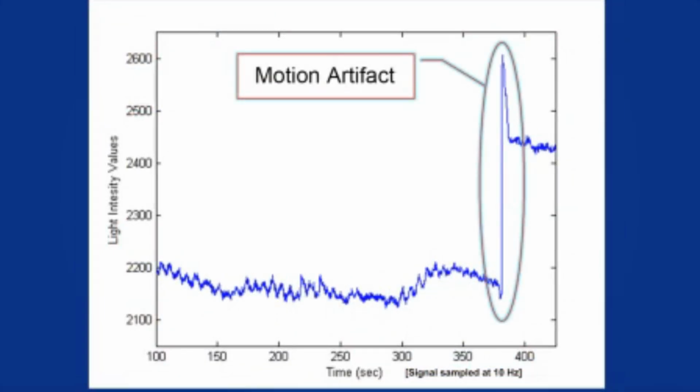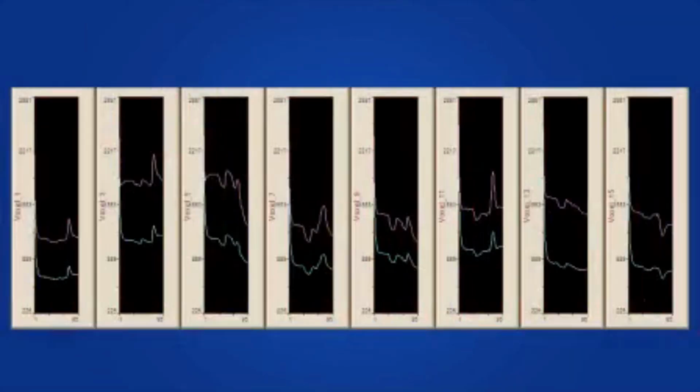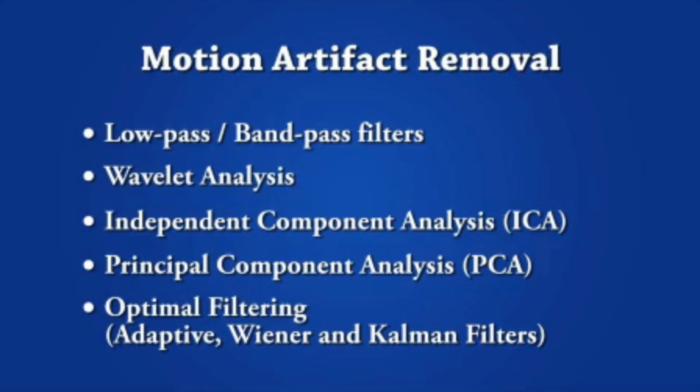These changes may allow more photons to enter into the tissue, thus temporarily varying the detected light intensity. Other than just visually inspecting the data for possible motion artifacts, there are a growing number of motion artifact detection and removal algorithms to automate the process and eliminate subjectivity. Artifact removal algorithms in the literature range from simple low-pass and bandpass filters to wavelet analysis, from independent or principal component analysis to optimal filtering such as adaptive, Wiener, and Kalman filters.